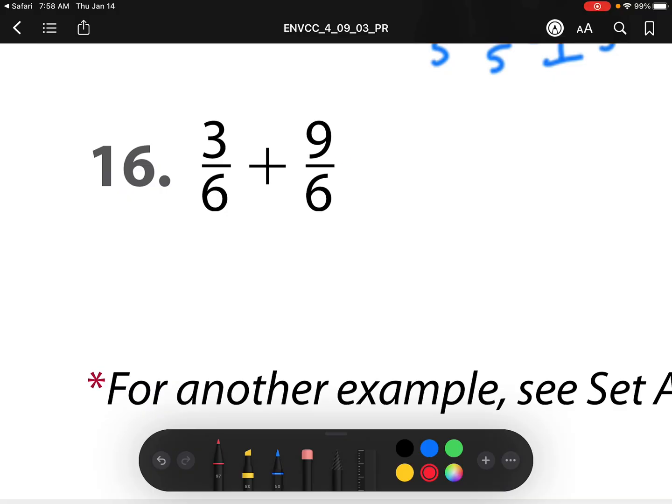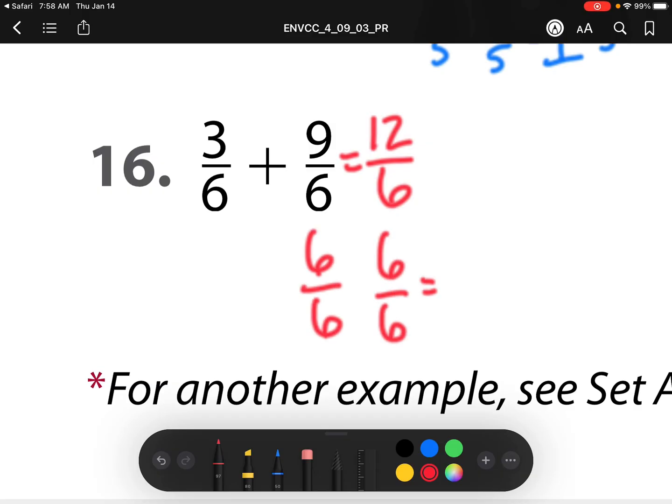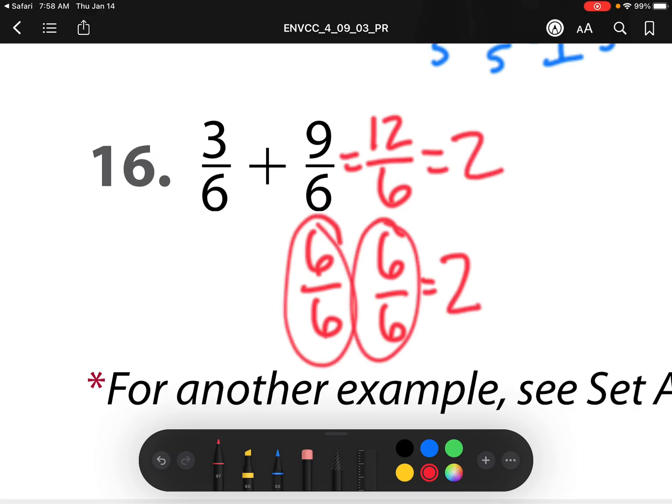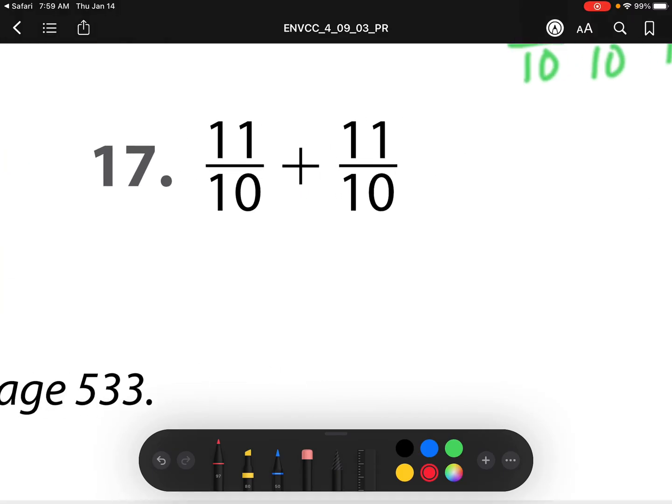Down here, we have 3 plus 9 is 12 over 6. So what do we do? Well, that numerator is bigger than the denominator, so I need to take out my wholes. So I'm going to have 6/6, and then what do I have left? I have another 6/6 left. So look at that. That is 2 wholes. So we can take out more than 1 whole if it lets us.